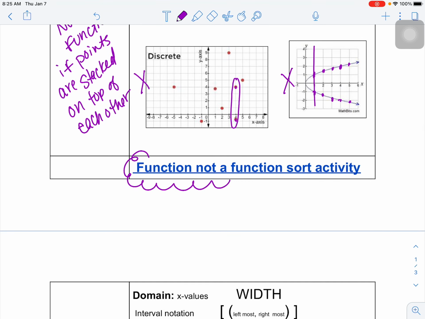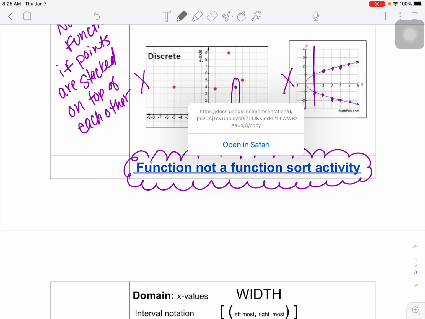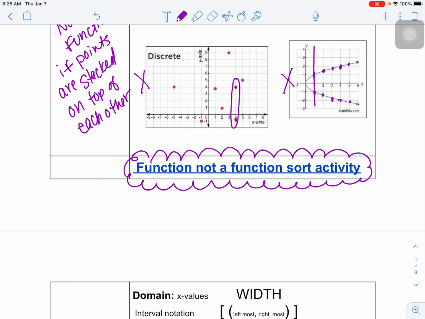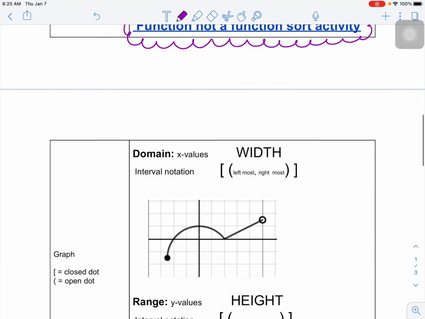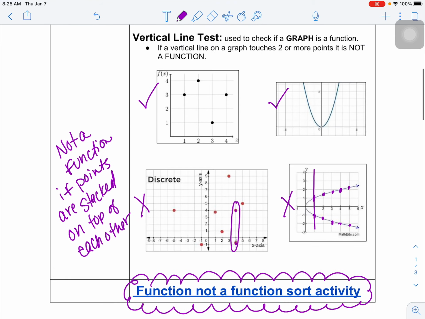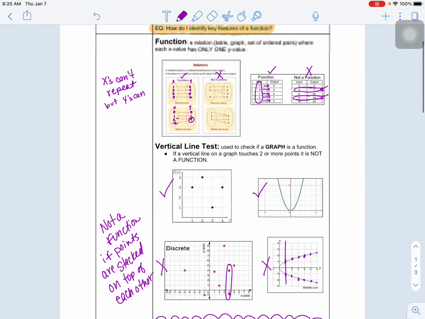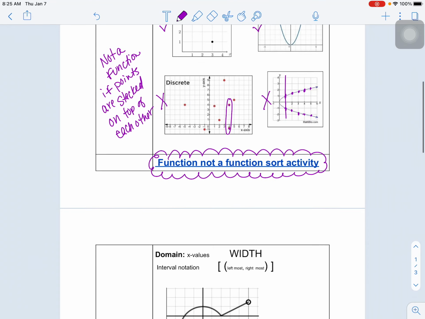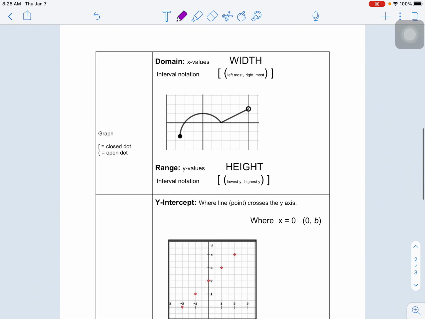And then the assignment in the module is a really good practice example of sorting. It's got tables, it's got graphs, it's got ordered pairs, and your job is to decide if that example is a function or if it's not a function. And I feel like that will really help. So that first page is all examples of things that are a function and things that aren't a function.